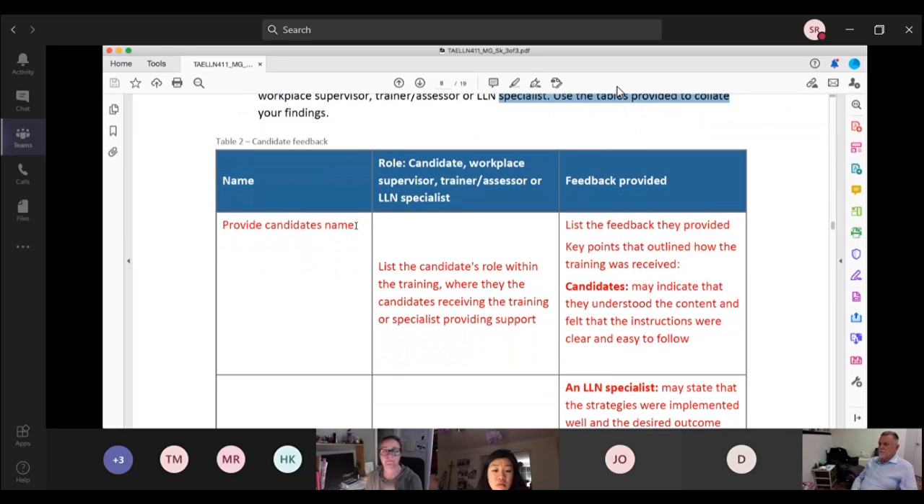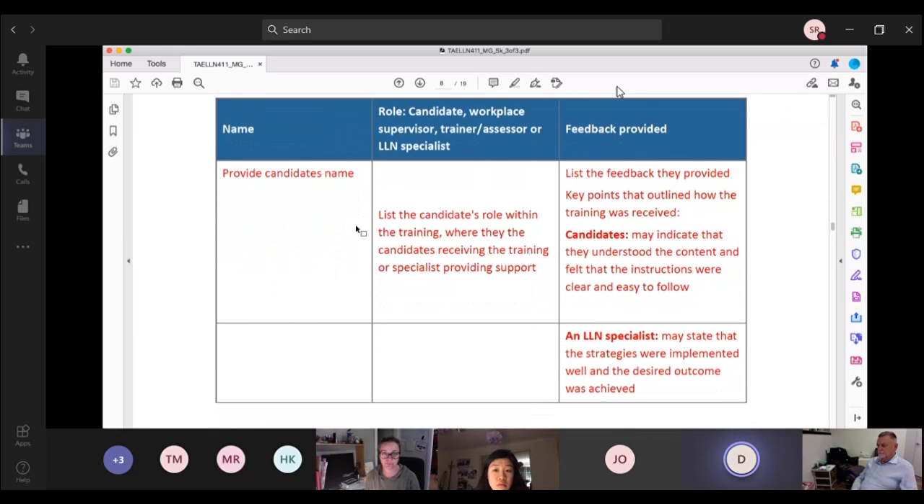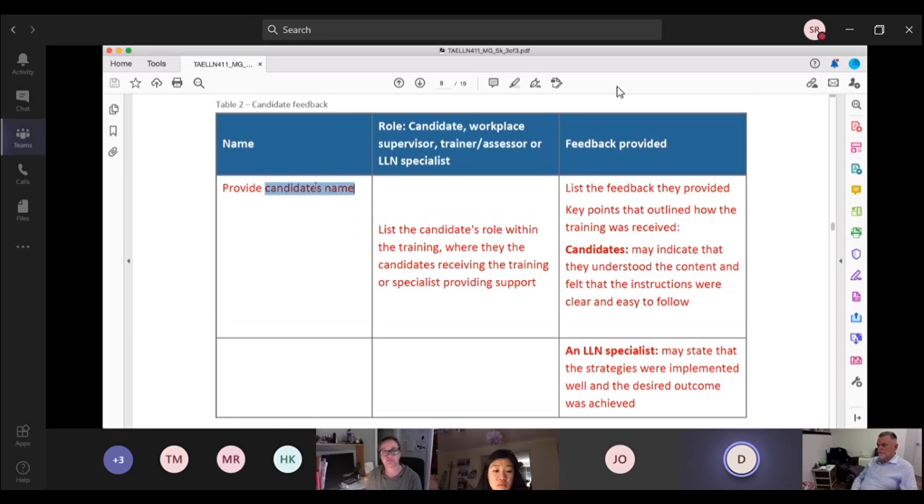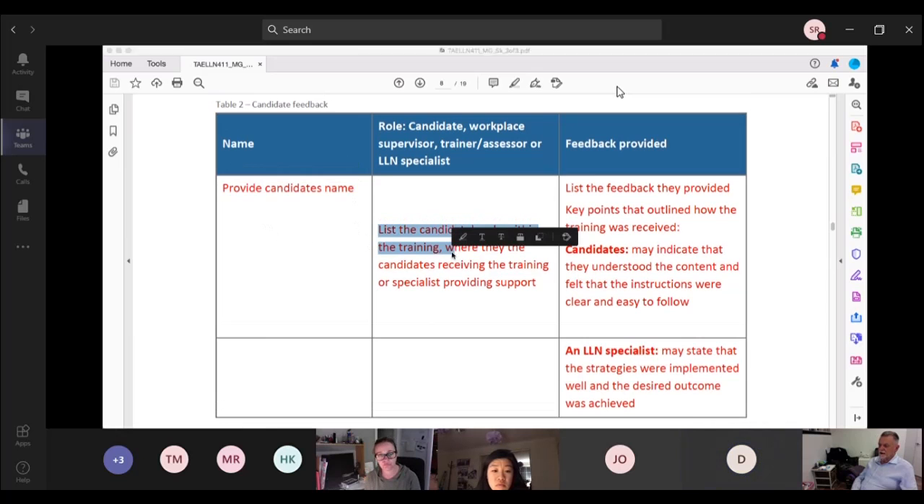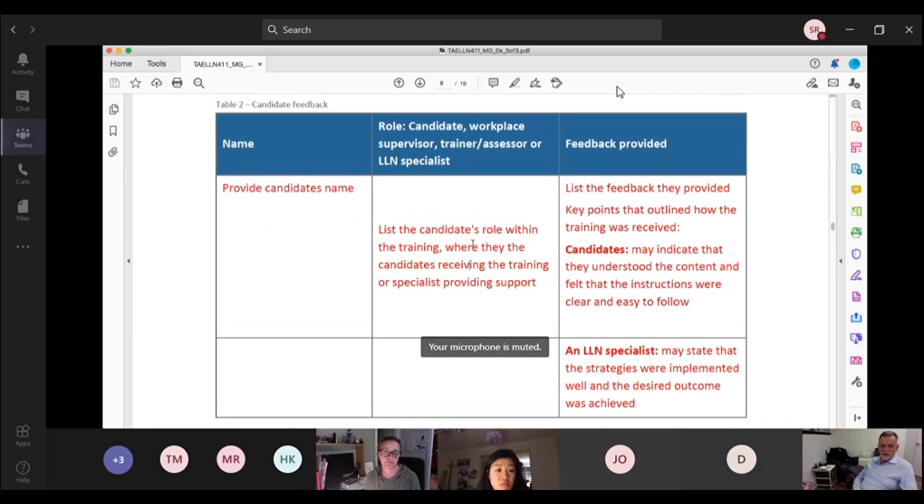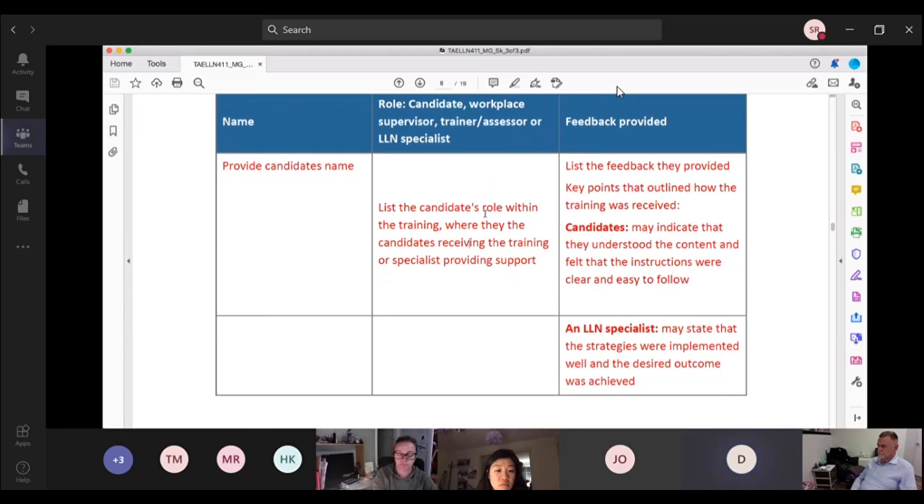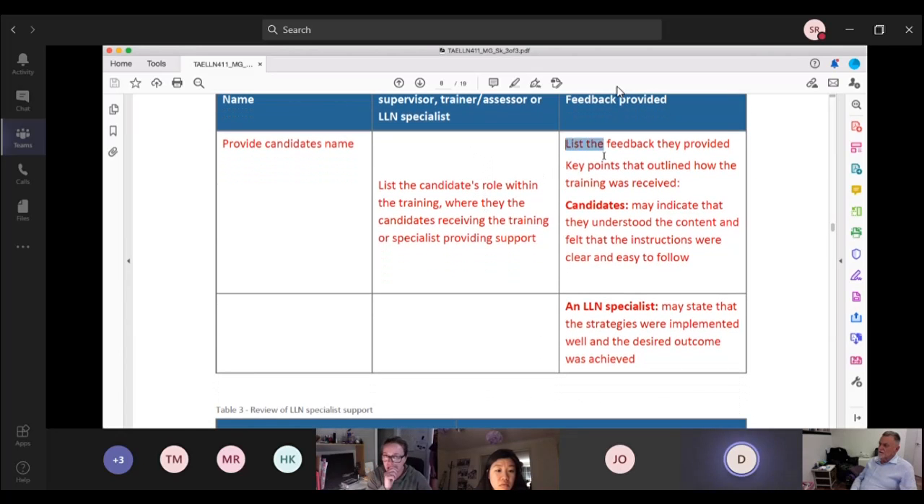So you need to pick 2 learners and provide their names. List their role within the training. In other words, what was their role within the learning session that you delivered? And provide some of the feedback, and you would have got plenty by now, in regards to your delivery.